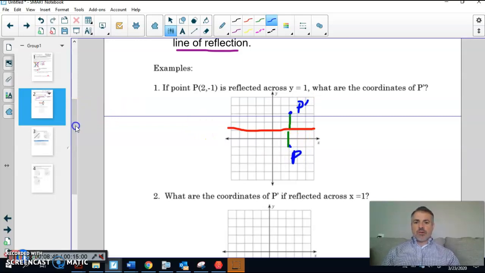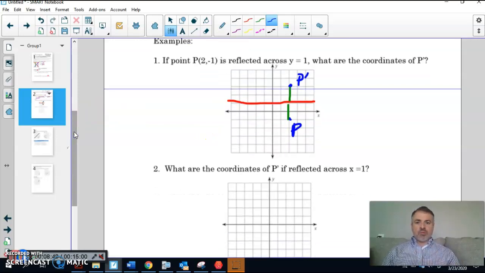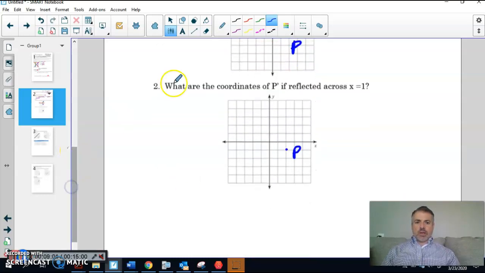So down here, number 2, it wants me to take the same pre-image point of (2, -1), which is still right here, point P, and now it wants me to reflect it across x = 1. x = 1, I quickly recognize that as a vertical line that crosses at 1 on the x-axis, and that is right here. So there's my vertical line and my line of reflection. So again, I want to use the perpendicular distance. So the perpendicular distance, again, is just 1 unit, and then I go 1 unit to the other side, creating my image point of P prime. So there's P prime right there.